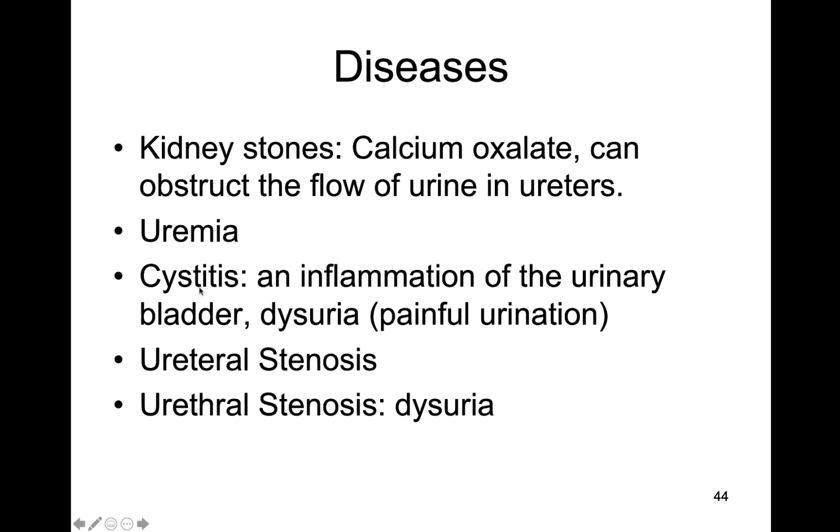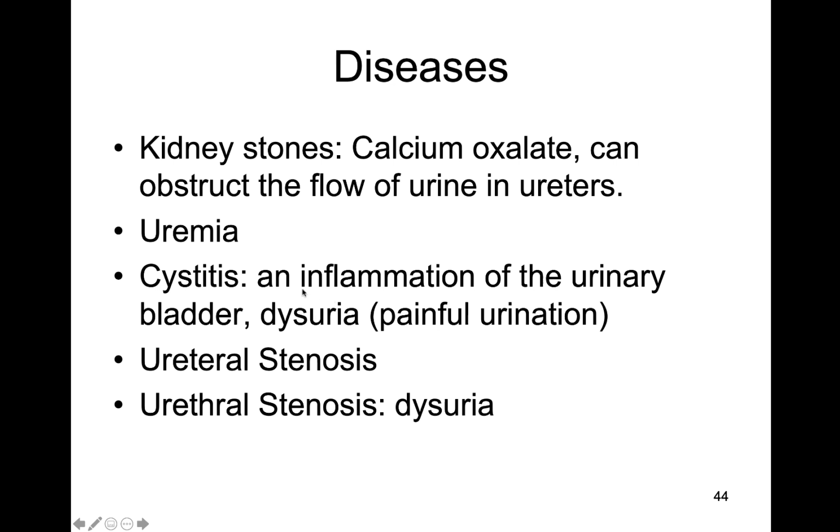Then we have another infection. This is called cystitis. Itis means inflammation. This is inflammation of the urinary bladder. And that can happen maybe due to a UTI. UTI stands for urinary tract infection. And it's most common in females compared to males. And one of the reasons for that is that in women, the urethral canal is short. So there's a short distance from the surface of the body to the urinary bladder, versus males, they have a longer urethral canal. So that's why it's more common in females. When there's a UTI, there's painful urination, and the word for that is dysuria.